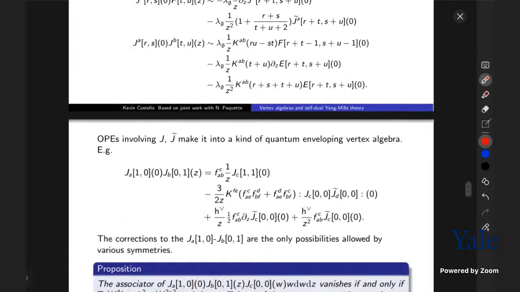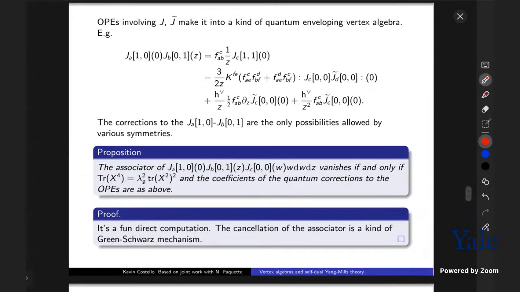So let's write down some of the OPEs involving J and J tilde. By thinking just about associativity of the vertex algebra and using twistor methods, we're able to figure these out to some degree. Here we see what we had before, a kind of Kac-Moody term. Here we see something really new, where the OPE involves a normally ordered product. Here we see the QCD splitting amplitude, and that's just forced on us by associativity.